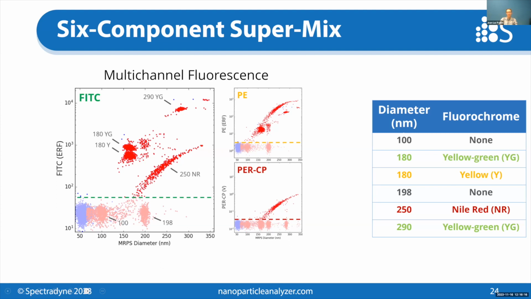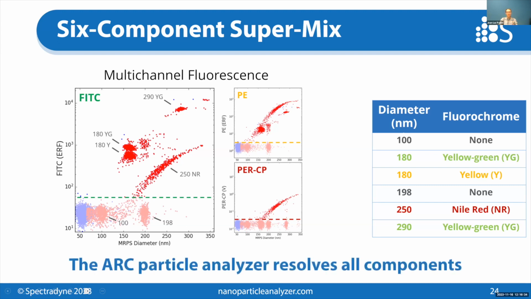So you can see them clustered here, they're the same diameter, but different fluorescence. And so we can isolate that. We could put a custom gate right around them and quantify just that subpopulation of interest. We can do the same thing in the two other fluorescence channels. Okay, so the ARC is able to resolve all the components of this very complex mixture readily. You know, this measurement takes 5 minutes.